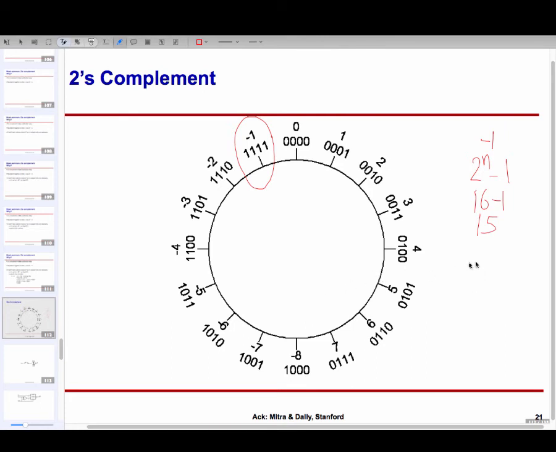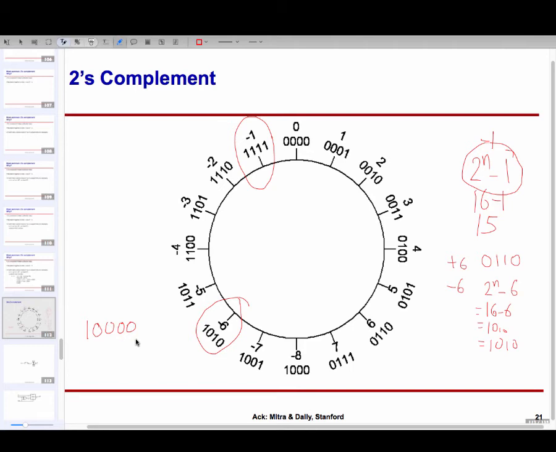Let's look at the number minus 6. 6 is 0110, that's positive 6 in binary. But negative 6 is going to be 2 to the power n minus 6, which is 16 minus 6, which is 10 in decimal, which is 1010, and that is what you're seeing out here. And so forth. Now, what is this 2 to the power n minus x? You can think of it as I'm taking 2 to the power n and subtracting x out of it. So if I was looking at the number 4, then I would be subtracting 4 out of it. That's conceptually what I'm doing. But this wheel gives you a sense of what numbers map to what.